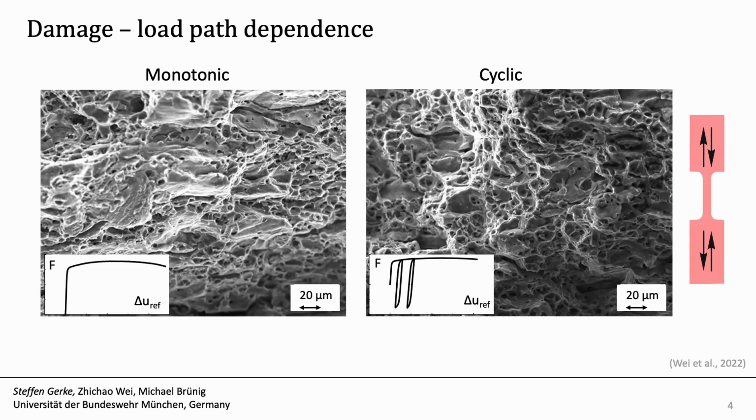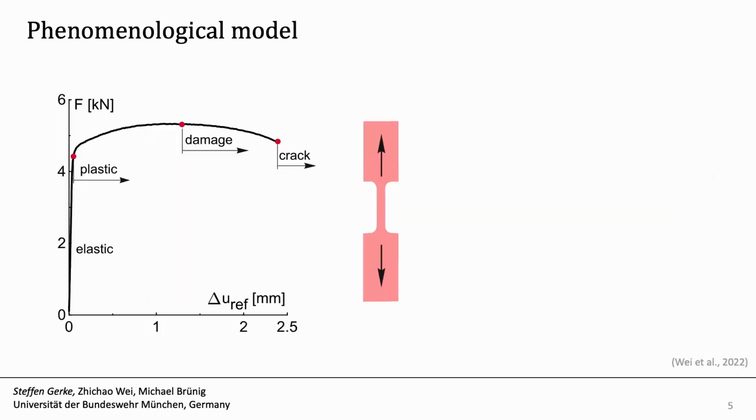So damage is stress state dependent, damage is load path dependent, and the third aspect would be that damage depends on the material direction or material orientation. But this aspect is not taken into account here. We realized all these experiments with aluminum 6082, which is almost isotropic, so no material orientation dependence is recognized here.